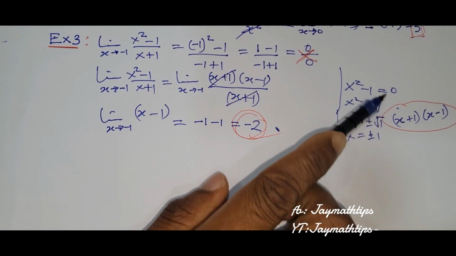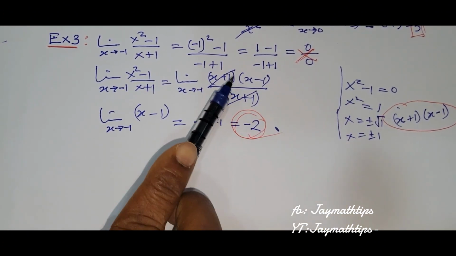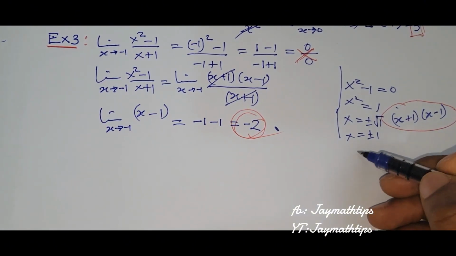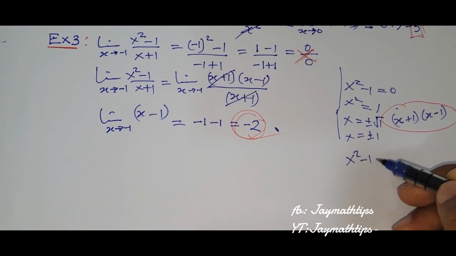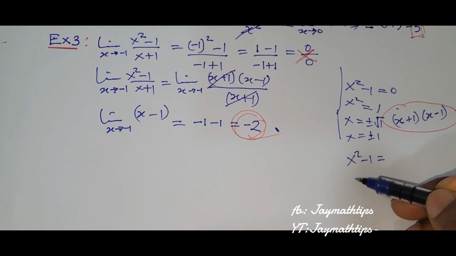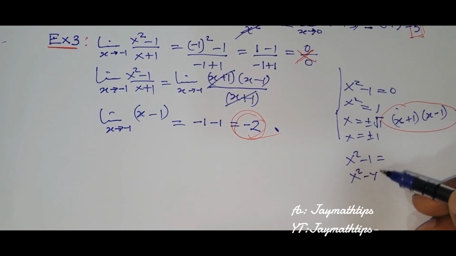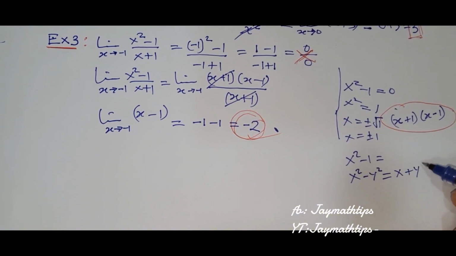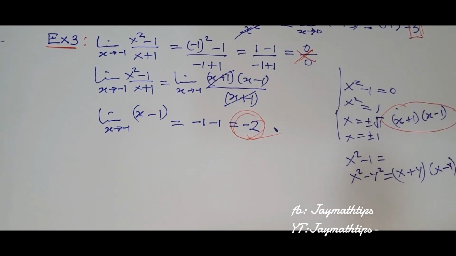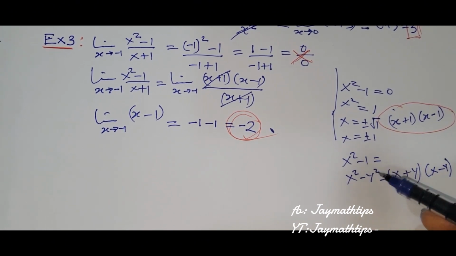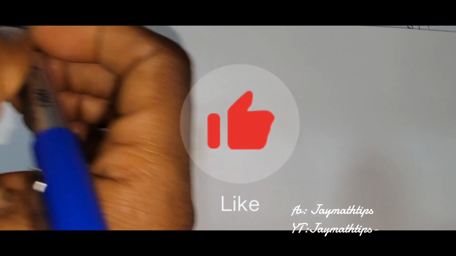If you don't want to use this particular method of finding the factors, what you have here is the same as difference of two squares. This is difference of two squares, and in difference of two squares, for example, you have x squared minus y squared. This is the same thing as writing x plus y and x minus y. This is the same.